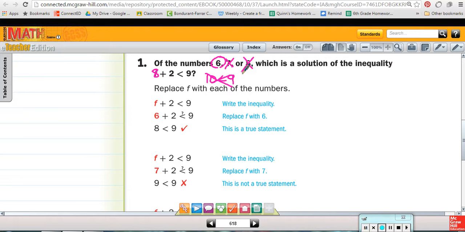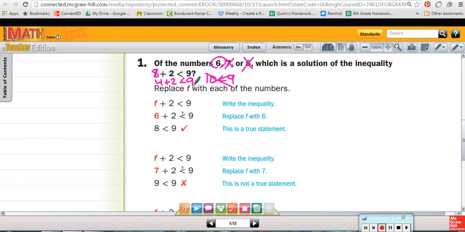Give me another solution that would work in this situation. Lauren? 4. If I put 4 in place, 4 plus 2 would give me 6. Is that less than 9? Yes. That would work. Give me another one, Delaney. 5. 5 plus 2 is? Is that less than 9? Yes. Brock? 1. 1 plus 2 would be 3. Is that less than 9?